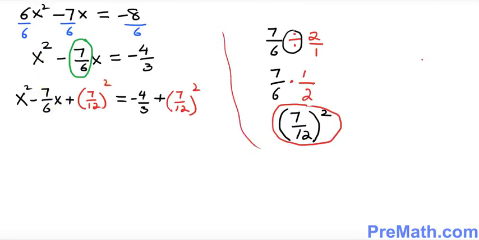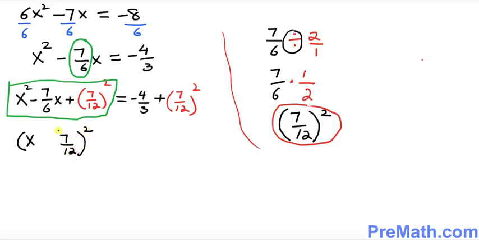All right, if you look at the left hand side, this represents a complete square of what? x on this side, and on this side it is 7 over 12 square. Now you might be wondering what sign is going to be in between them. Whatever this sign is, you have to put it right up here.